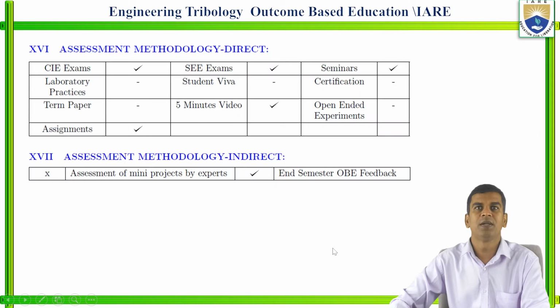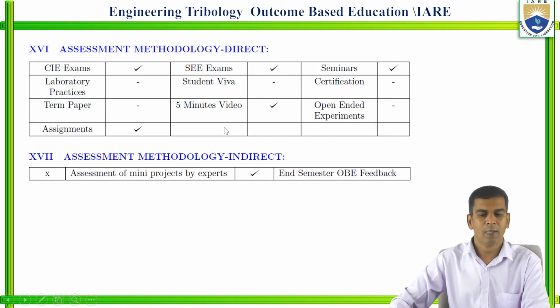Course articulation matrix. Now see the assessment methodology direct, and we also have the assessment methodology indirect. In the direct assessment methodology, you will have CI exams, SE exams, seminars, the 5 minutes video and the assignments. Whereas indirect assessment is done by assessment of mini project by experts and the end semester OBE feedback.